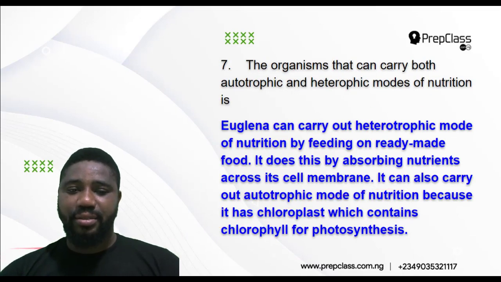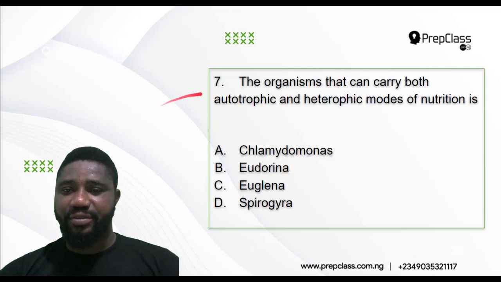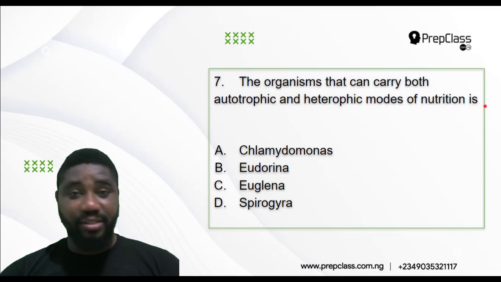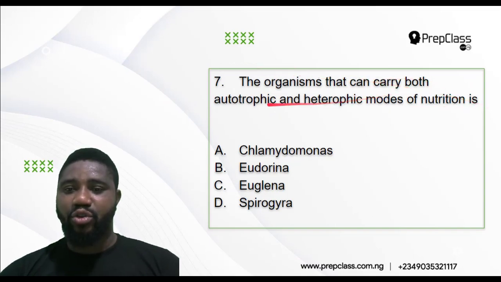Let's look at question number 7. The organisms that can carry out both autotrophic and heterotrophic modes of nutrition is it Chlamydomonas, is it Eudorina, is it Euglena, is it Spirogyra? Which one can carry out both autotrophic and heterotrophic modes of nutrition?